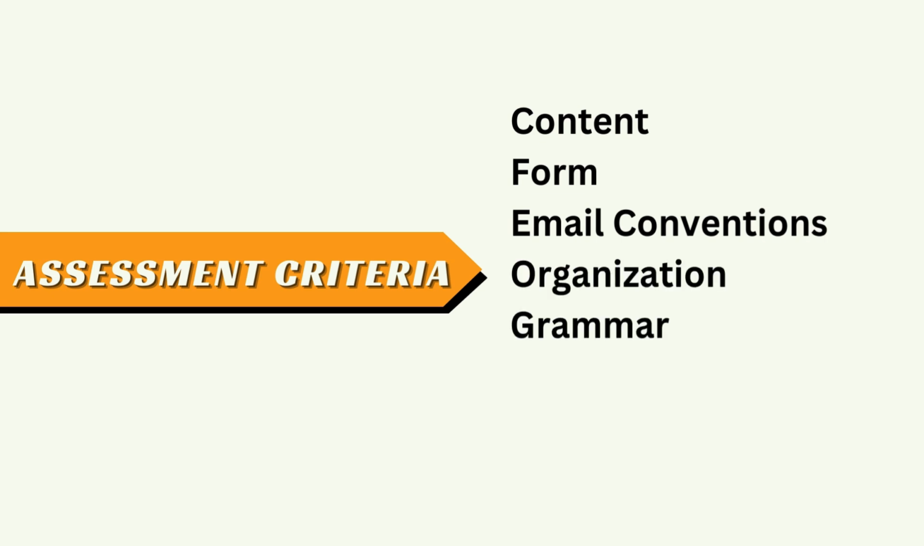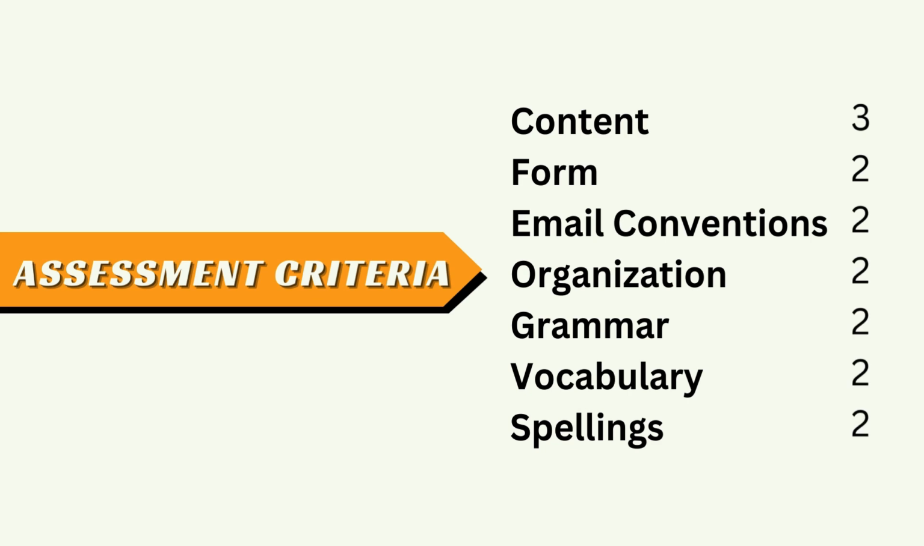The email task is assessed on 7 criteria and they are content, form, email conventions, organization, grammar, vocabulary and spellings. And content is the most important criteria as it has 3 marks while all other criteria are marked for 2 marks. So let's see what these criteria are one by one. The content, which I say is the most important. What do you see in the content? Content talks about the prompt and the 3 themes. If you talk about the prompt and you talk about the 3 themes, you are bound to get a good score. Don't worry about that.